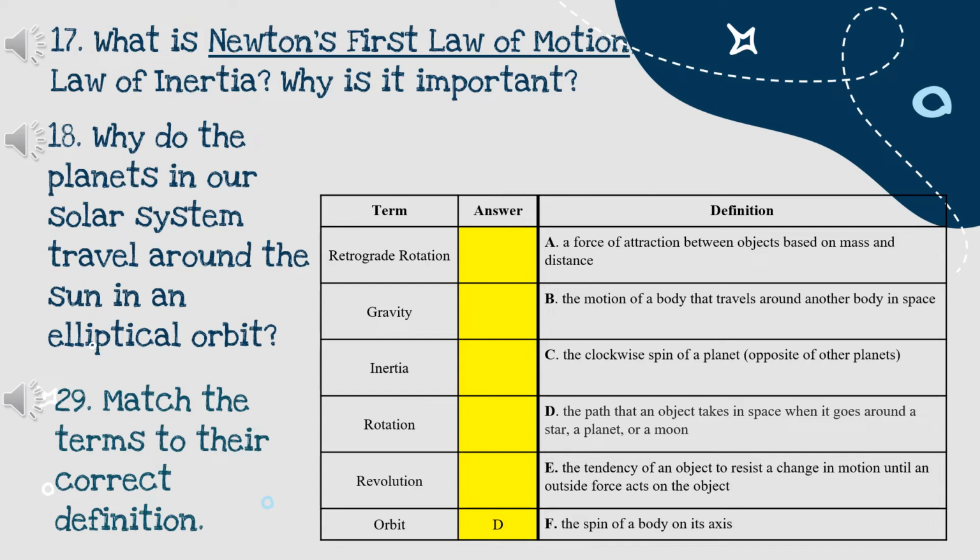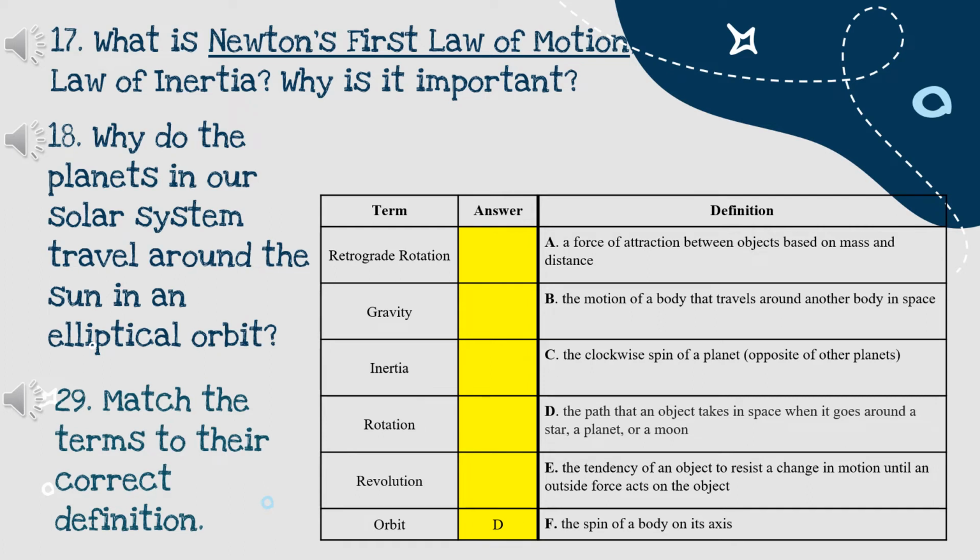Number 20, match the terms to their correct definitions. Retrograde rotation is C, the clockwise spin of a planet. It's opposite of the other planets. Gravity is A, a force of attraction between objects based on their mass and their distance. Inertia is E, the tendency of an object to resist change in motion until an outside force acts upon that object.